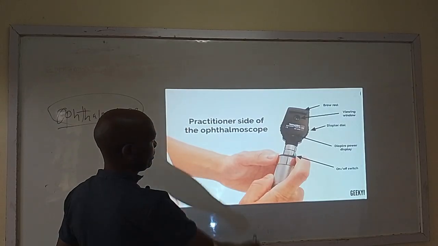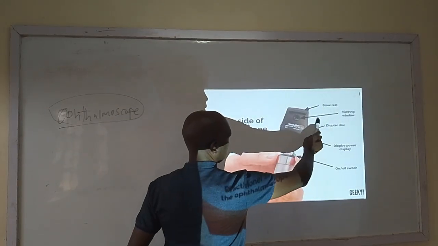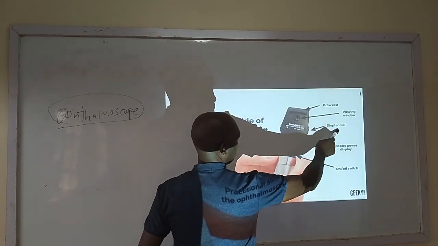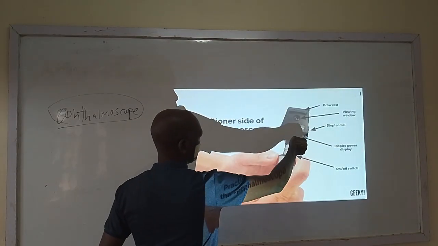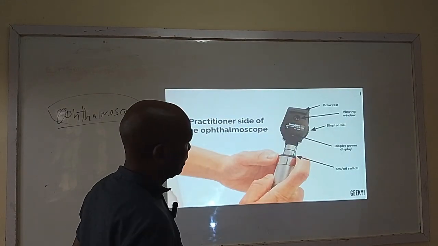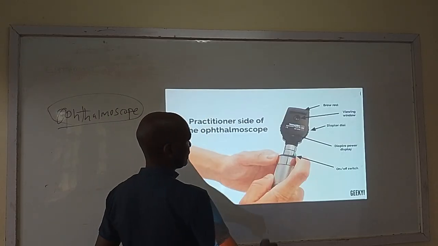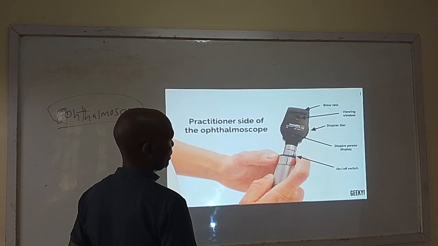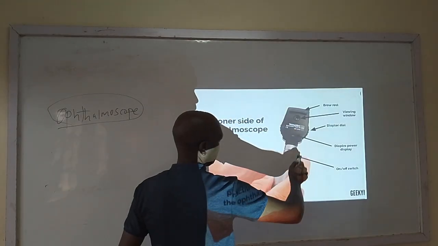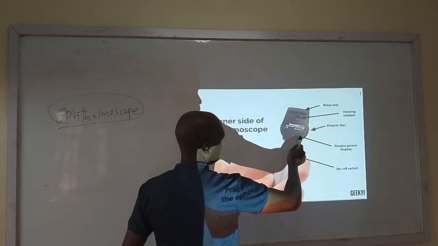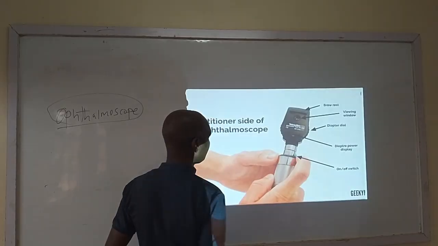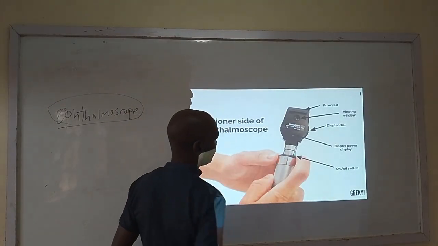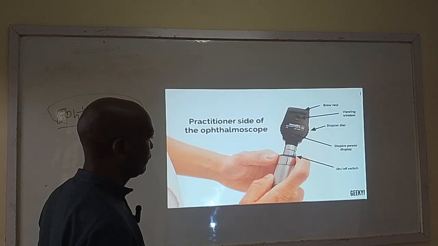You can see it has parts. It has a brow rest, it has a viewing window down here. Then we have a diopter dial, this one to adjust the power of magnification as you visualize. Then this is the diopter power display. So as you dial your diopter power, it is displayed here. And then you have an on and off switch here. Of course, you have to put it on first.